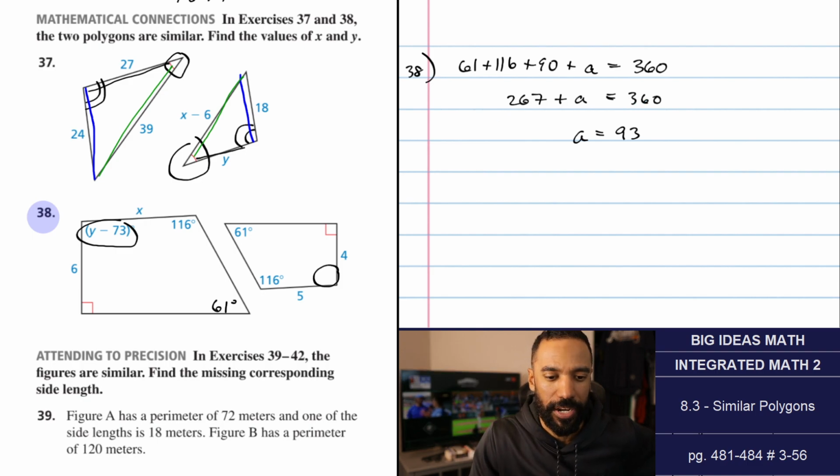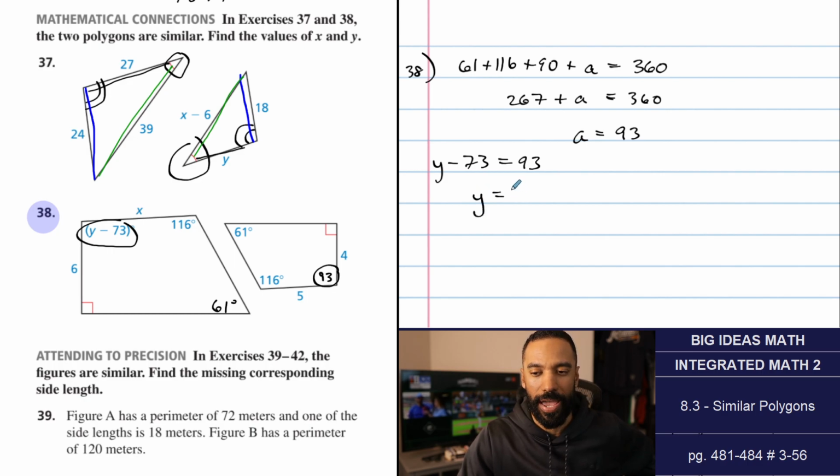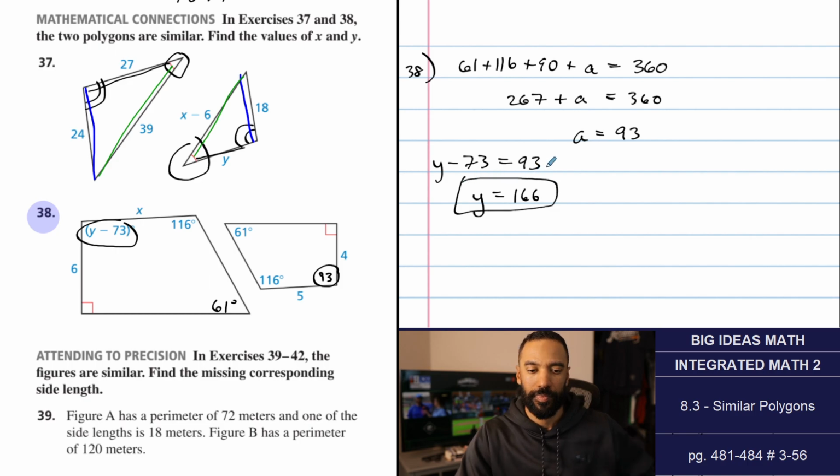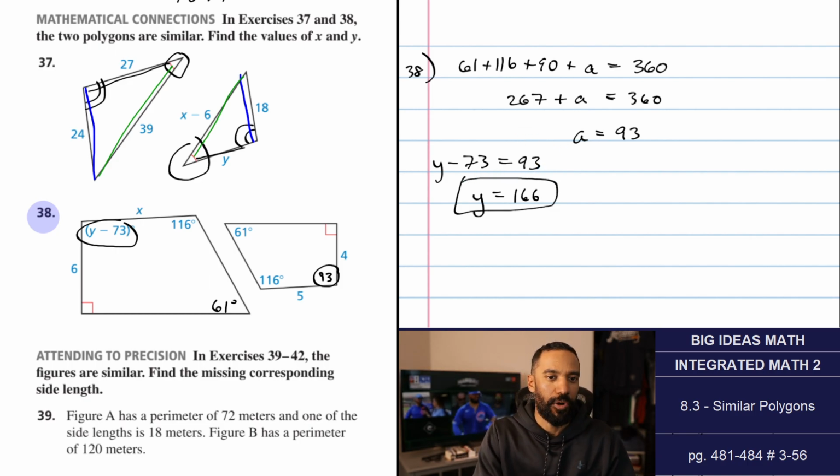Just because it looks more than 90, and normally they do that to scale. So this is 93, and that's what y minus 73 is equal to. Y minus 73 equals 93. Add 73 to both sides. Y itself is going to be 166.